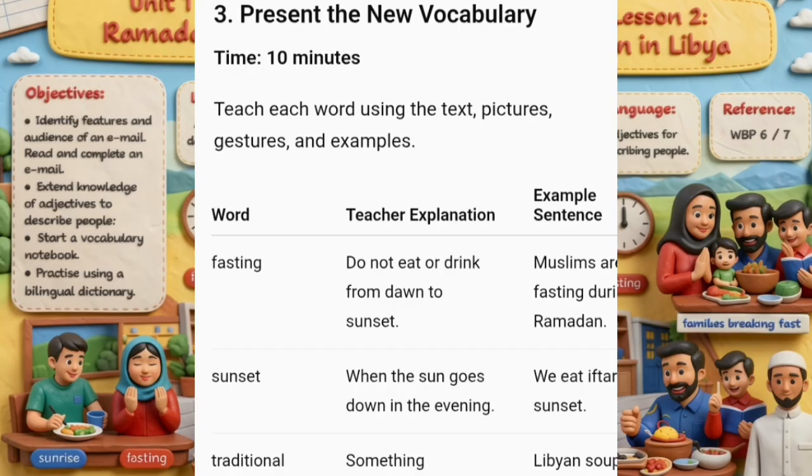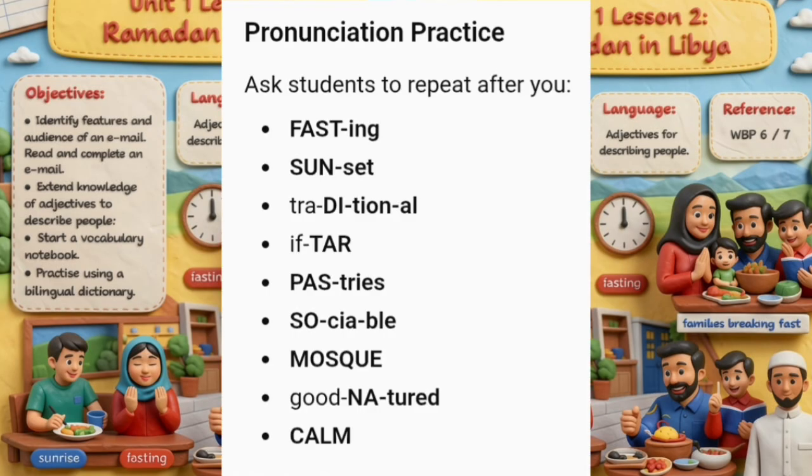Step 3. Present the new vocabulary. Teach each word using the text, pictures, gestures, and examples. Now pronunciation practice. Ask students to repeat after you. Fasting, sunset, traditional, iftar, pastries, sociable, mosque, good-natured, calm.